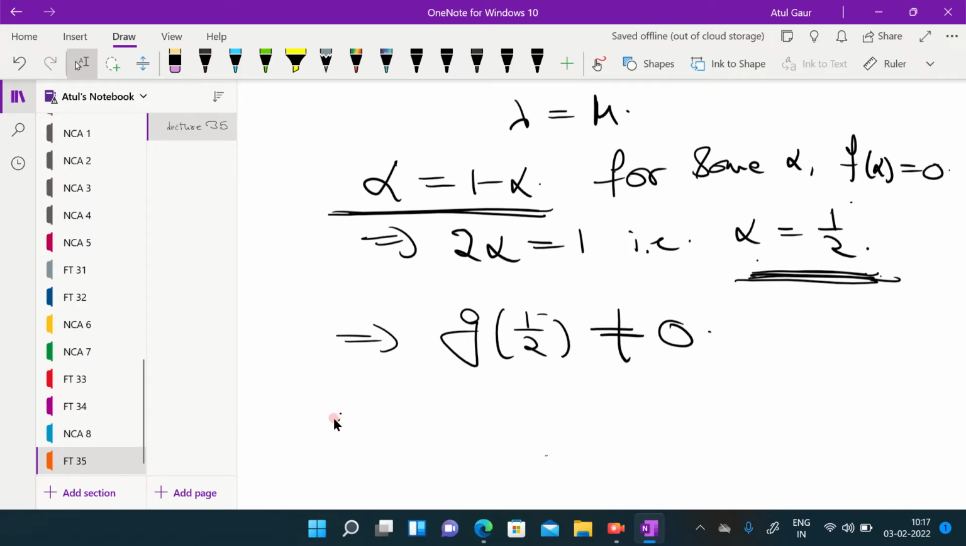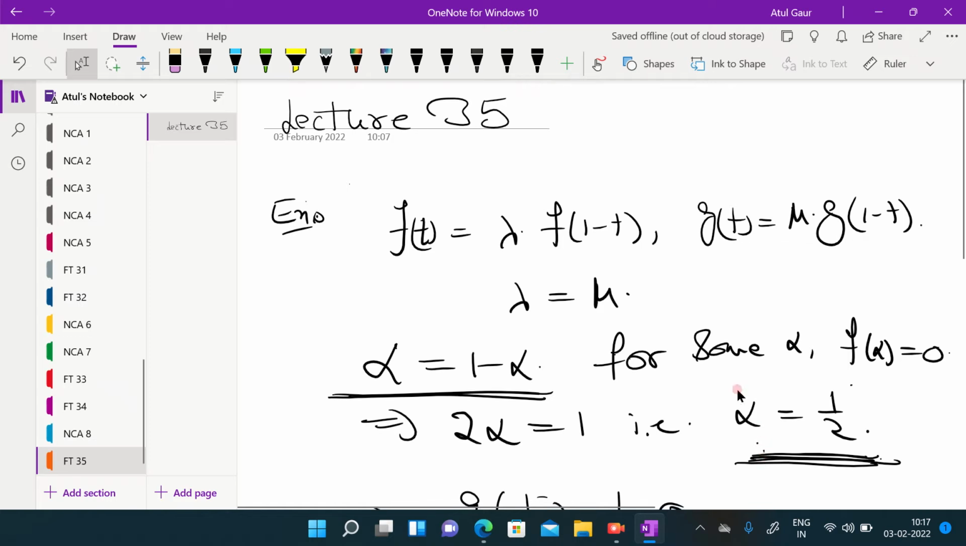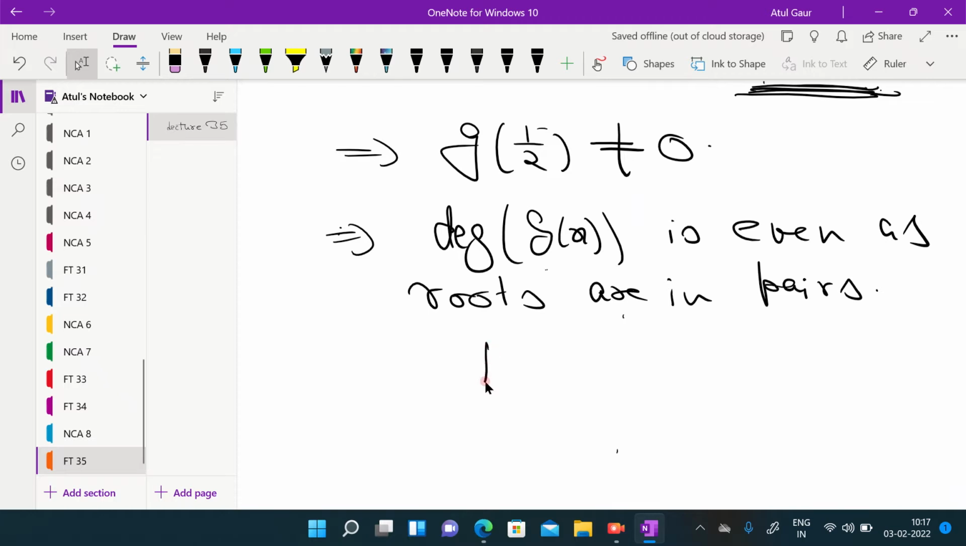So for g(x), what will happen? The roots will occur in pairs. This means the degree of g(x) will be even. Right? So you can compare the leading coefficient in this second equation. This will immediately give you that mu is 1, and when mu is 1, so this is lambda. Right? So that's how the argument goes.